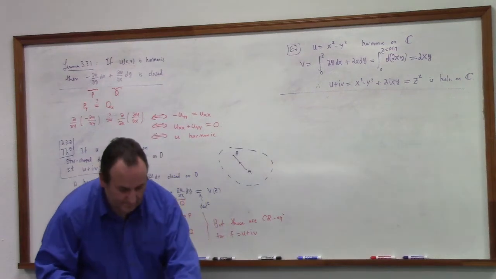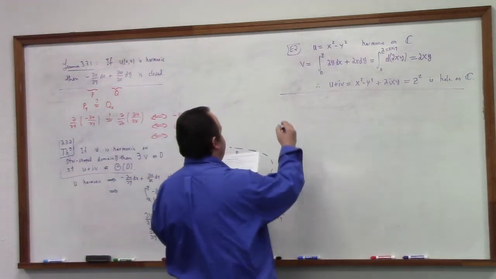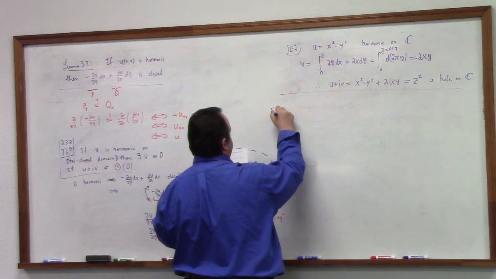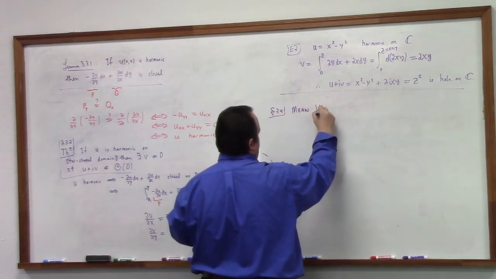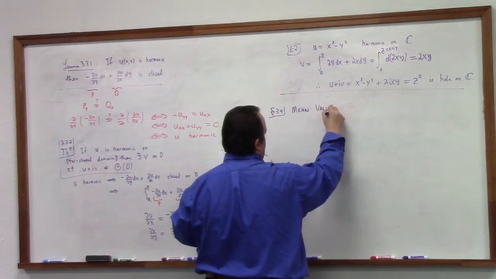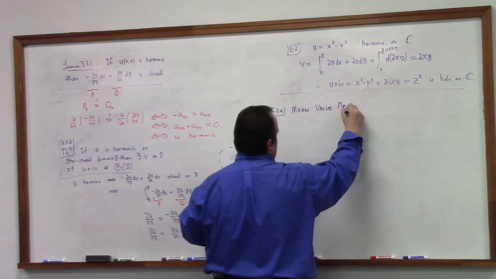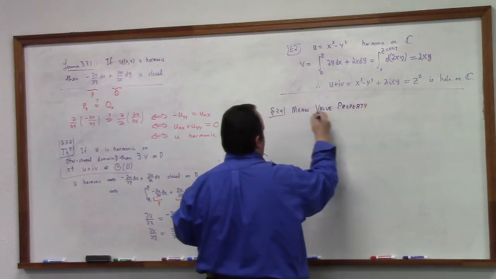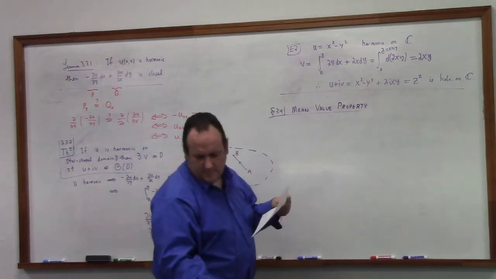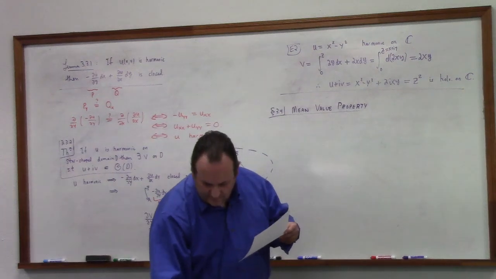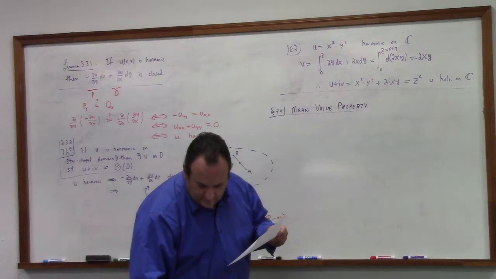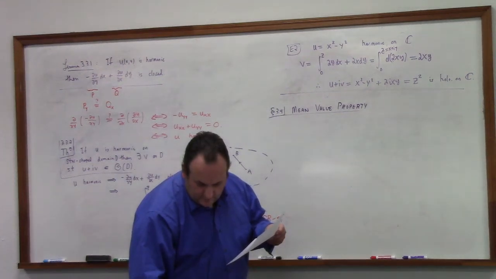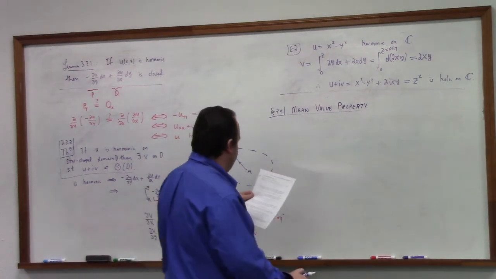So the next thing is the mean value property. Is that you or me? Yeah, I don't have a. Sorry, wrong number. Okay, well, all right, great.